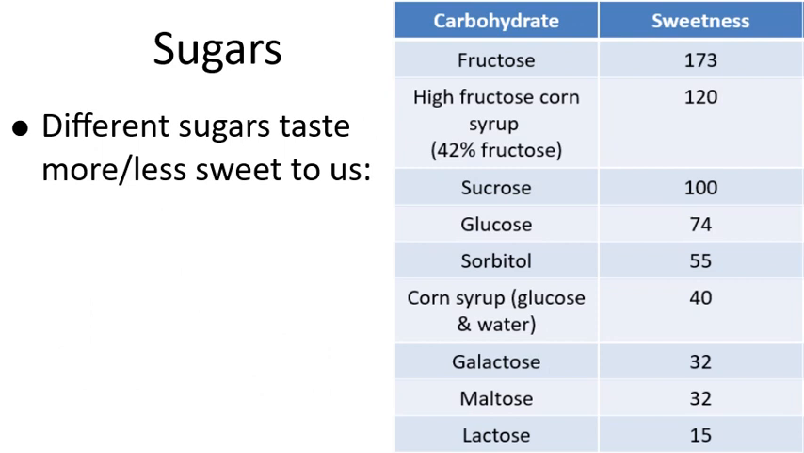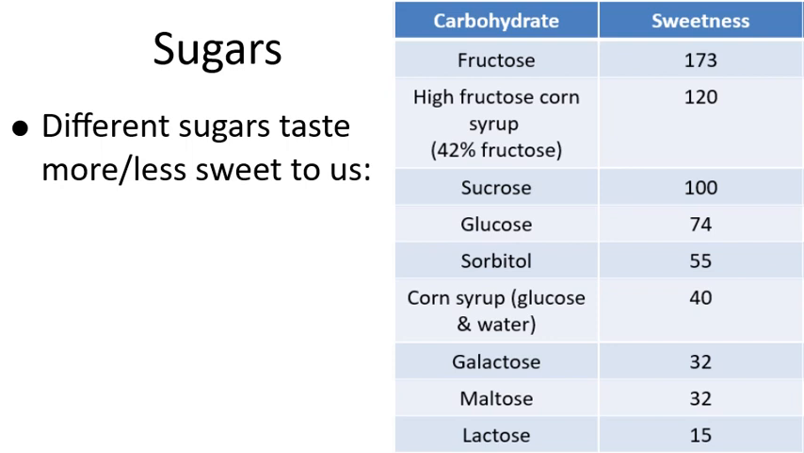Different sugars are detected by our tongues as different sweetnesses. Sucrose is used as a reference point of 100 sweetness units. Some sugars are more sweet, such as fructose at 173, and others are less sweet, such as glucose at 74 or lactose at 15. Corn syrup at 40 is a mixture of glucose and water and is thus less sweet than pure glucose was. If we change some of the glucose to fructose, however, we get high fructose corn syrup, which has a sweetness of 120.